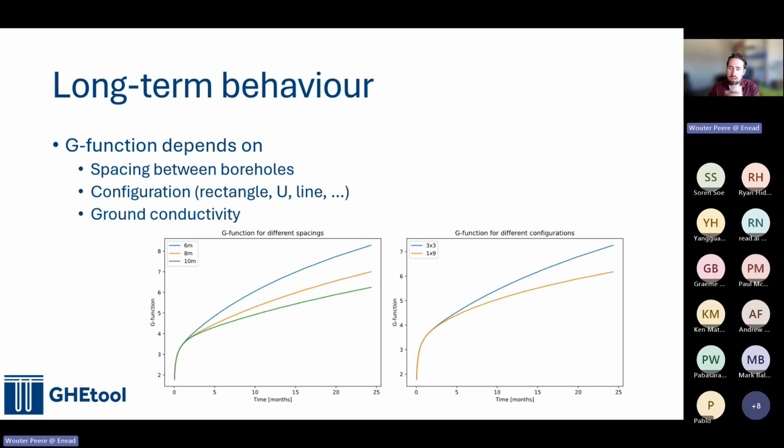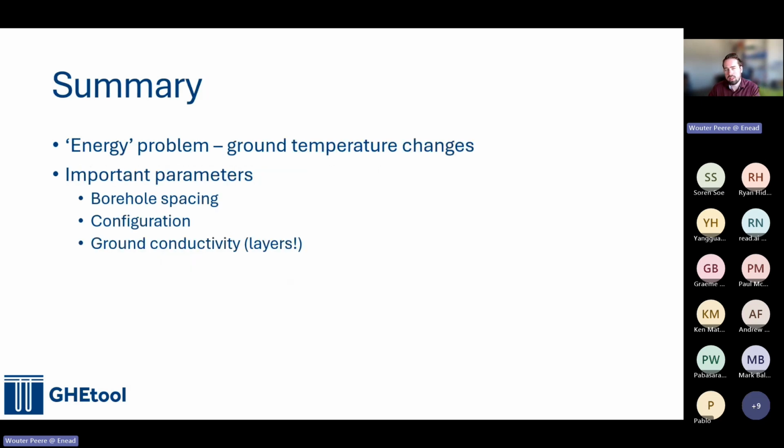So to summarize this long-term behavior, it's an energy problem. It has nothing to do with power. Power is instantaneous, but it has to do with how much you heat and cool your system, your ground, over the years. And important parameters are the borehole spacing, the configuration, but also your ground conductivity. If you have a good conducting soil or a bad conducting soil, that also affects how your system will behave in the long term, of course.